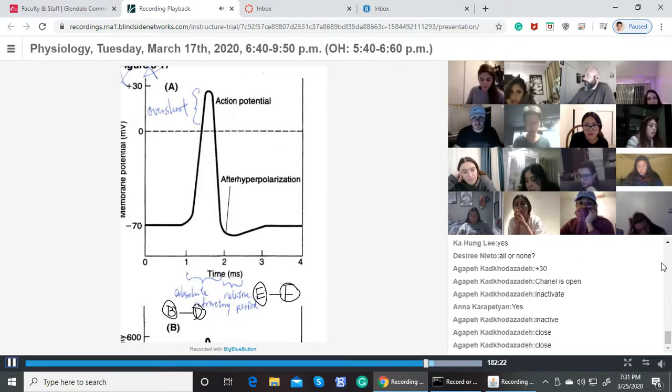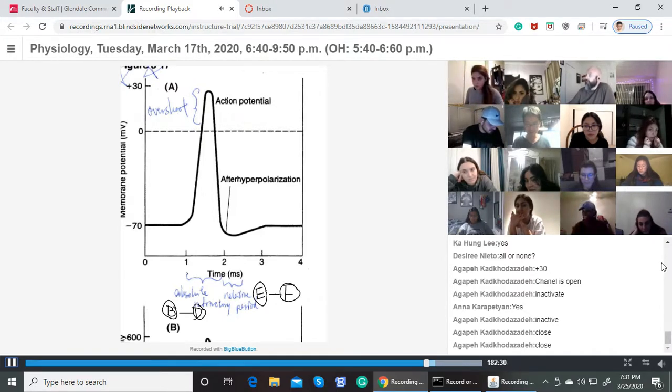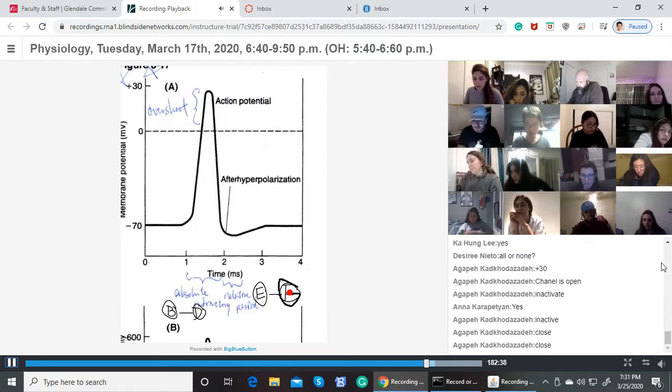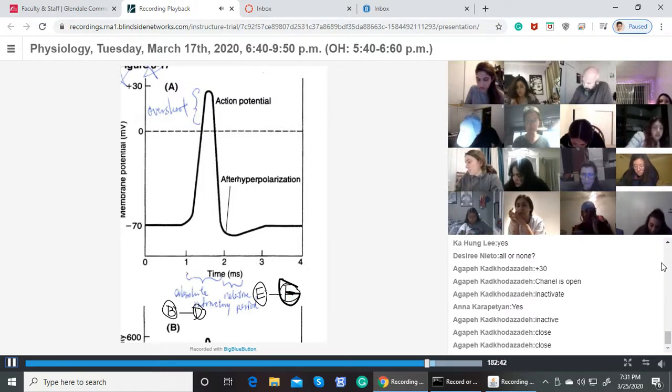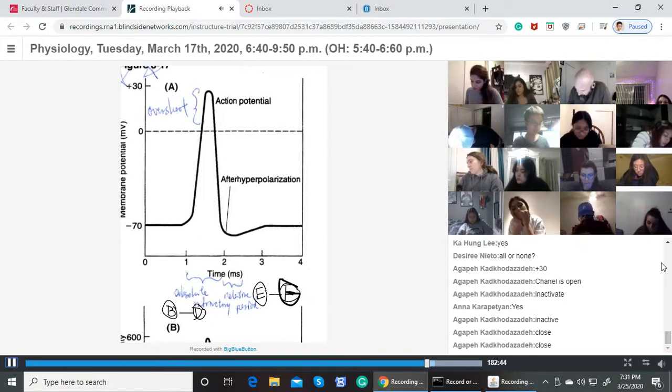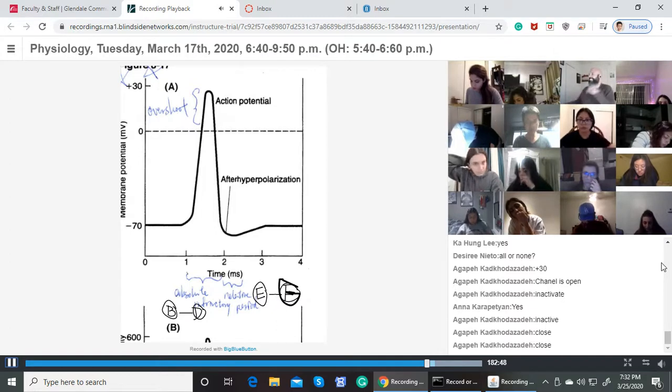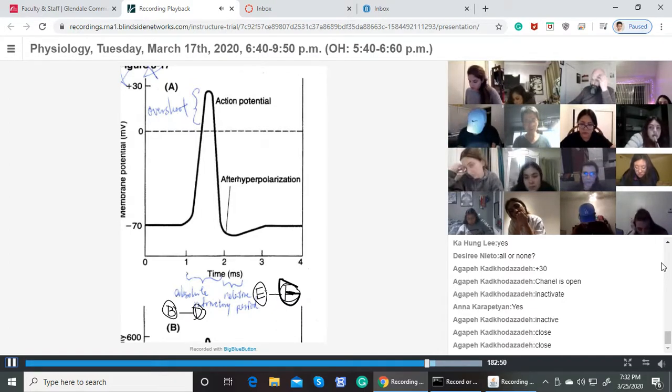Oh, I made a mistake. I'm sorry. This is not part F. This is actually part G. It should be from E to G. I apologize. In part G, same reason: the sodium channel is also closed. That's why you can trigger another one.